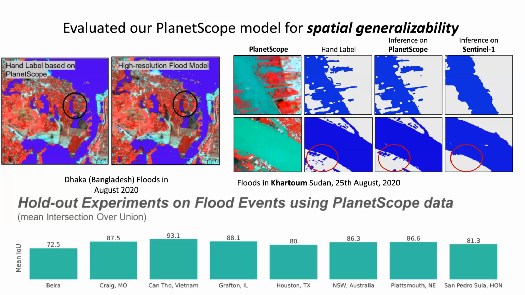No surprise, PlanetScope had pretty good performance compared to other sensors. For example, here's the actual hand label, and our model was even able to detect a lot of the details and also texture-wise.